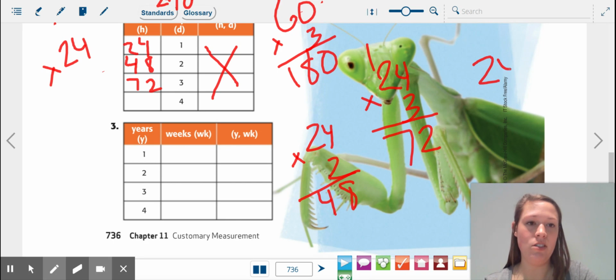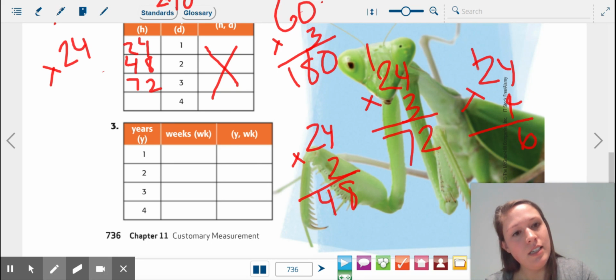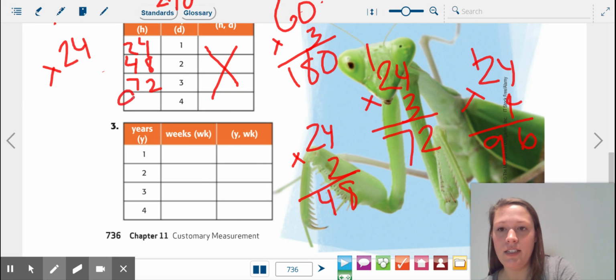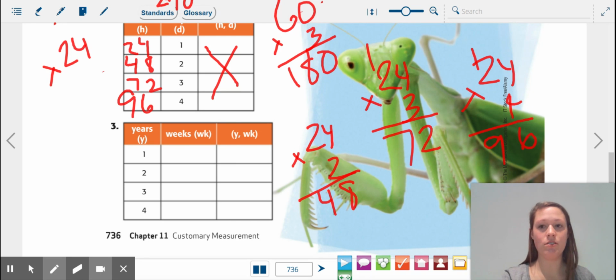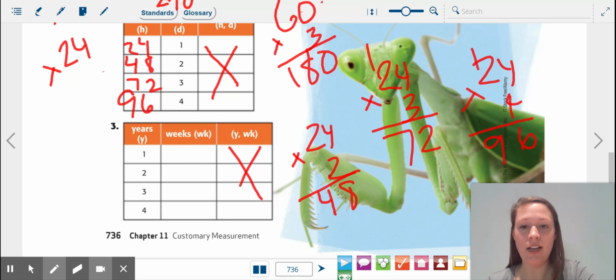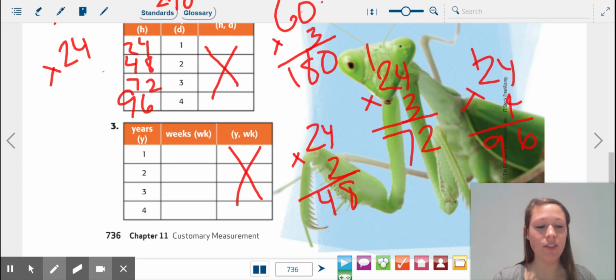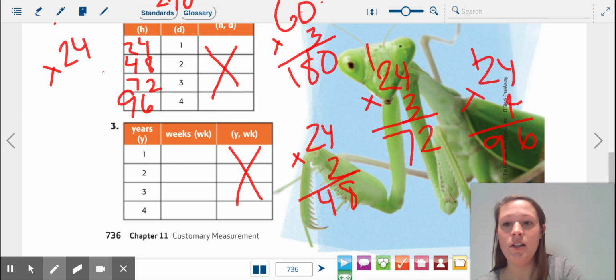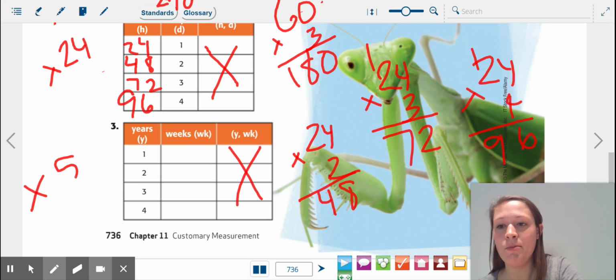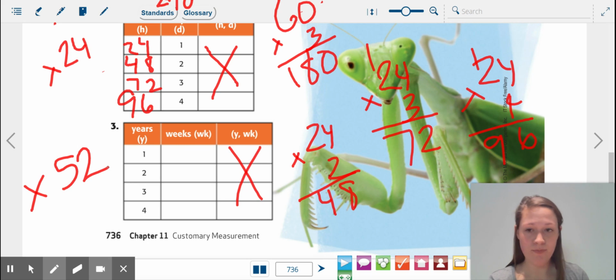And last but not least, 24 times 4, 16, carry 1, 96 hours, lots of hours. And the last one, we are going from years to weeks. Flip back. We know that using our conversion chart, there are 52 weeks in 1 year. So for all of these, we're going to be multiplying by 52.